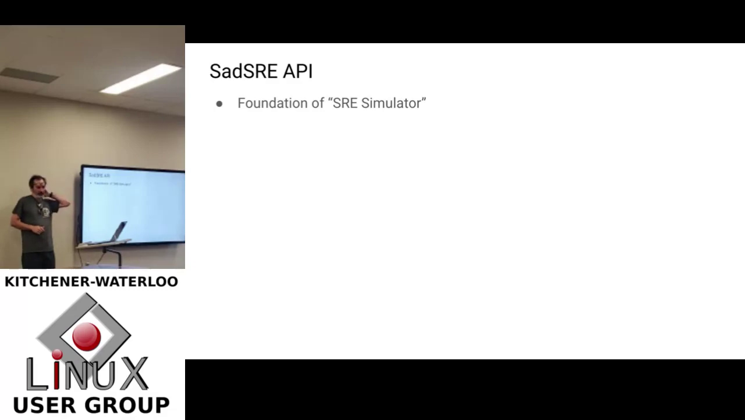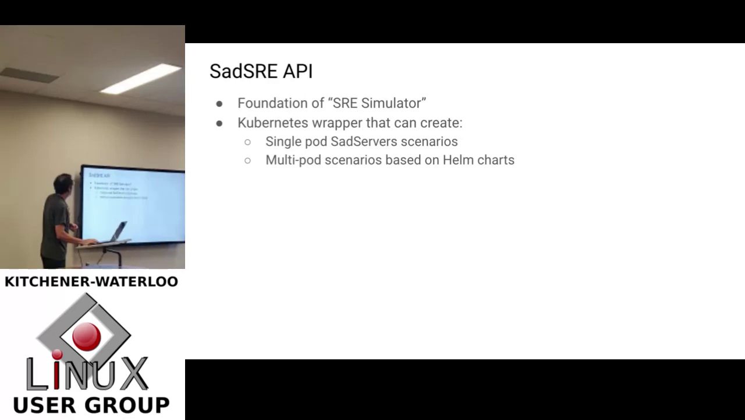So that's the objective, but instead of doing waterfall, first I thought I'm going to create an API that's basically a wrapper for Kubernetes. Right now you can create some SadServers scenarios. I have enabled only 2 of them: one called KWLUG and the other one called Budapest, I think.